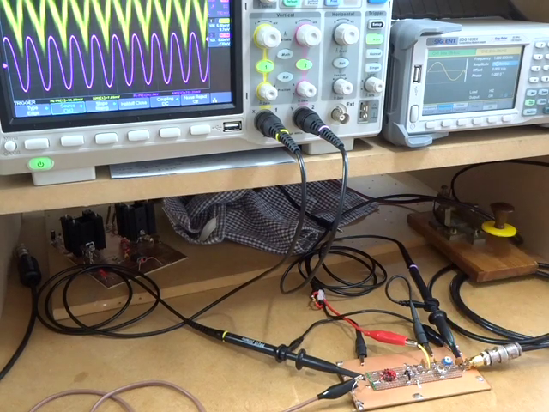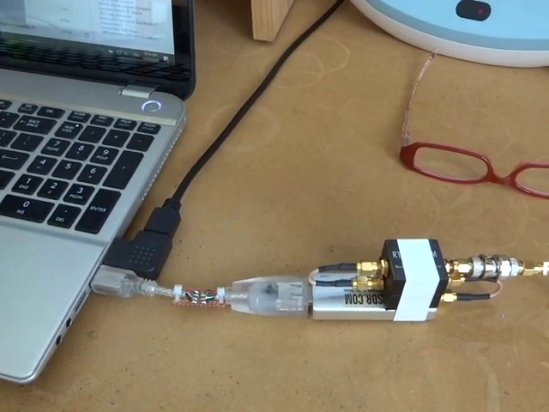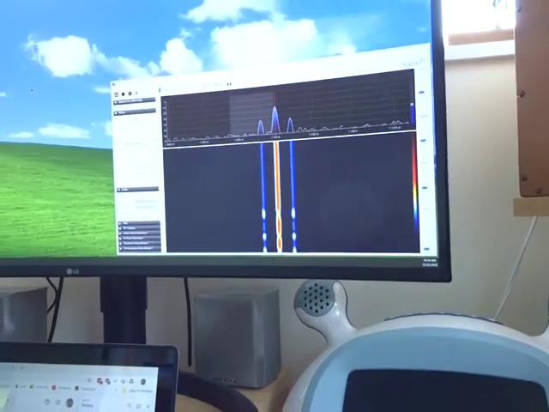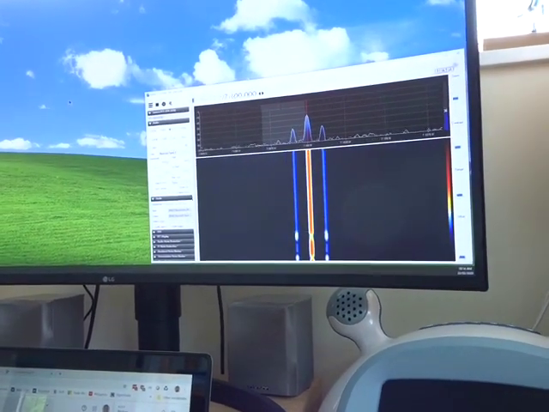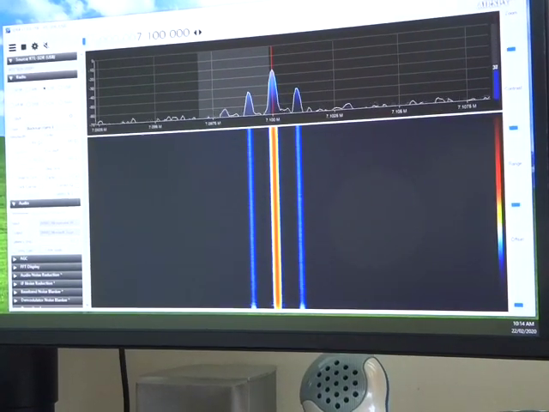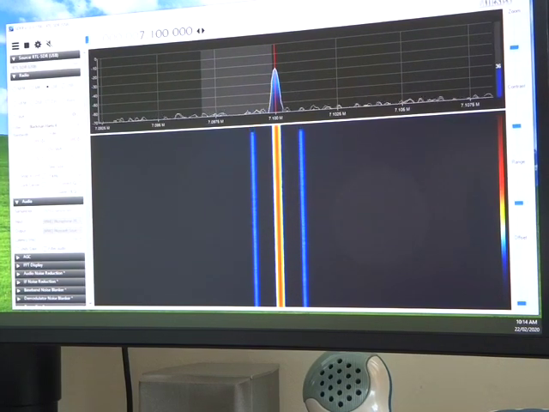And for interest's sake, what I also have here on the computer is SDR Sharp running with the RTL-SDR dongle. Just up there, I'm monitoring 7.1 megs, and you can see there, if I turn off the modulation, the residual carrier. I've got the vertical gain there cranked up quite a bit too.